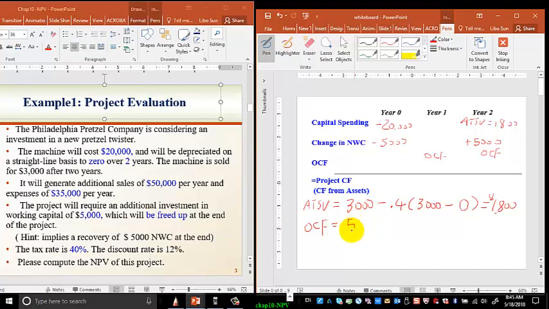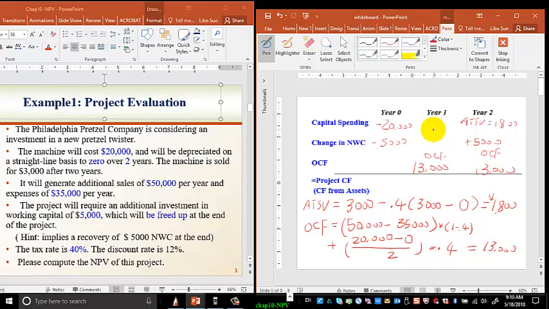So we have sales revenue 50,000, operating expenses 35,000. So the difference, we have to pay tax 40%. We also have depreciation of, let's find out. The machine cost is 20,000. The book value is 0, straight line over 2 years. So this is a depreciation tax shield multiplied by 40%. Use calculator, we find operating cash flow is 13,000. So now let's replace the OCF with 13,000.